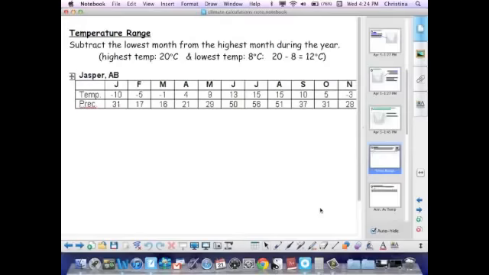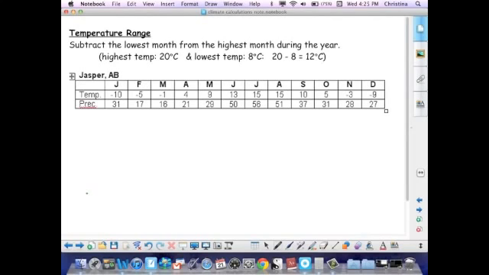This is a review lesson on how to do the various climate calculations that you've learned in class. So let's start with our temperature range. In the temperature range, we're going to be subtracting our lowest month from our highest month in a given year. So you're going to have a look here, and our highest temperature is, of course, 15 degrees Celsius, and our lowest temperature is -10.